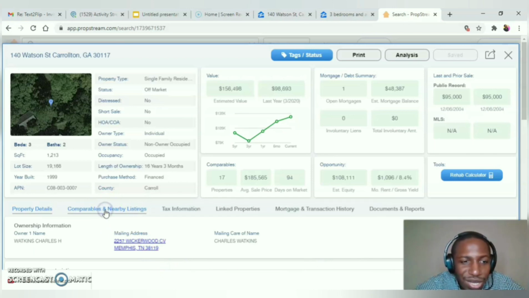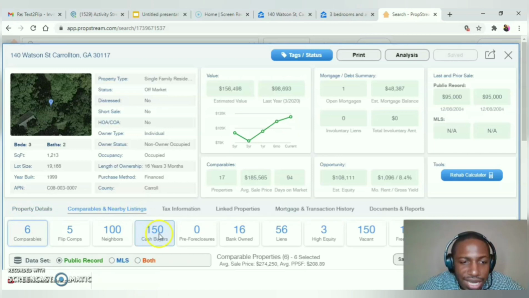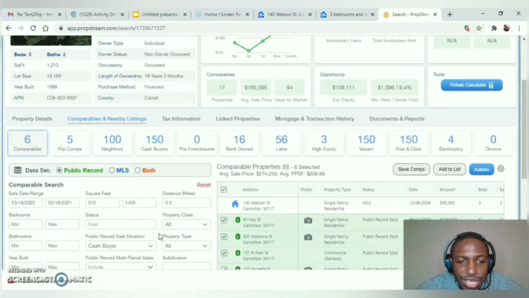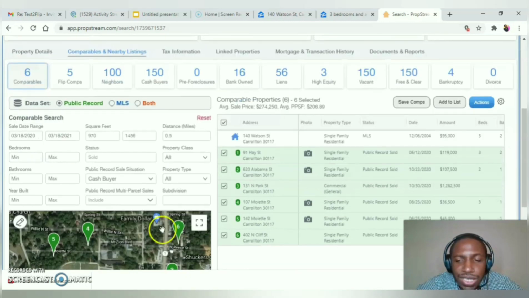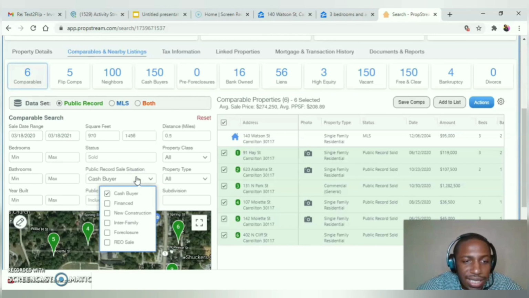We're going to go to comparables right here. And like I said, Prop Stream is really good for helping you figure out what, I use Zillow mainly to figure out what retail people would buy for the property. That's the ARV. That's what the end buyer would be selling to a retail buyer. Well, you are going to be selling to an investor. So I click this public records sales situation and I click cash buyer and bam.